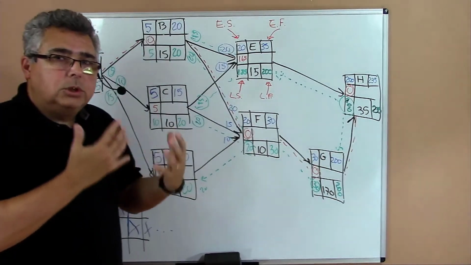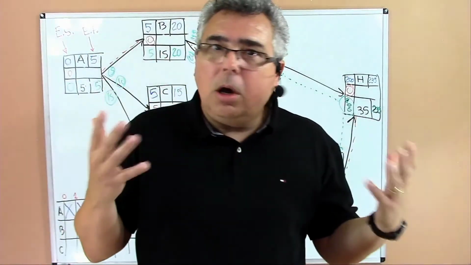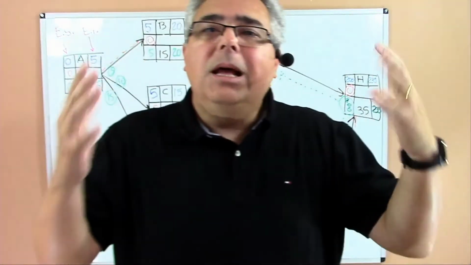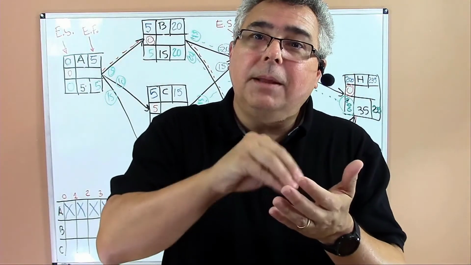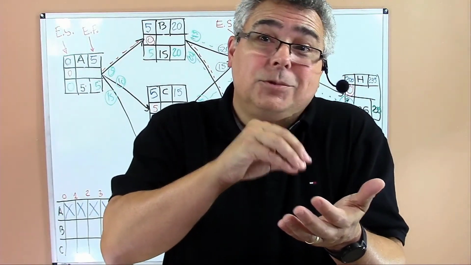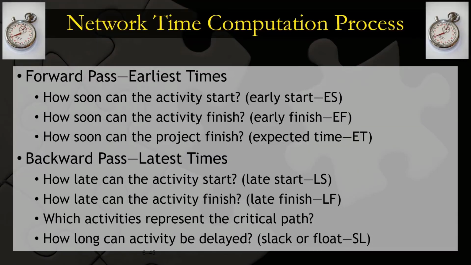And doing these two computations, we got a lot of information about our network that will help the project manager to find a better and suitable date for each task. What kind of questions can we answer when we finish the forward path? How soon can the activity start? How soon can an activity finish? How soon can the project finish?